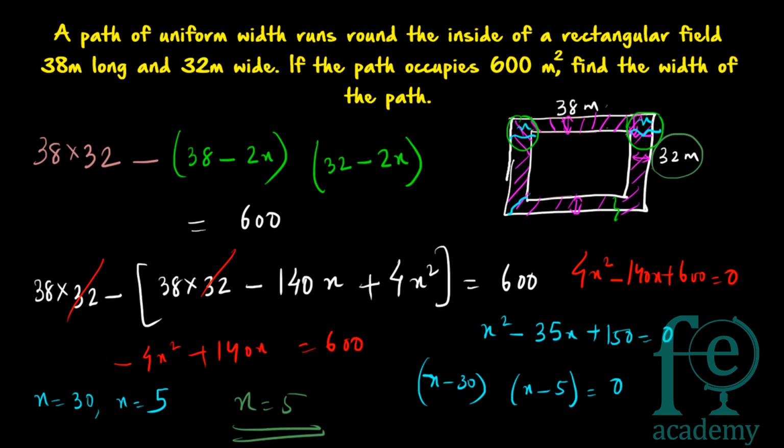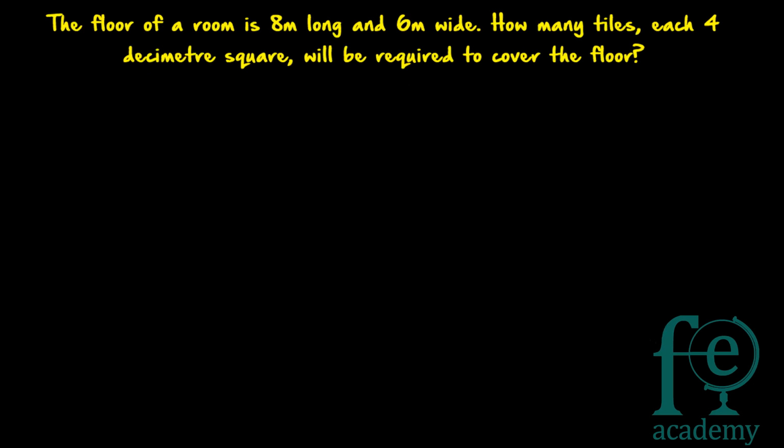Or width of the path is equal to 5 meter. Second question: the floor of a room is 8 meter long and 6 meter wide. How many tiles each 4 decimeter square will be required to cover the floor? So this is a very common question which is asked for many competitive exams. So what is given? There is a floor and the length and width of the floor is given. Floor is 8 meter long and 6 meter wide. And the floor is to be covered by tiles.